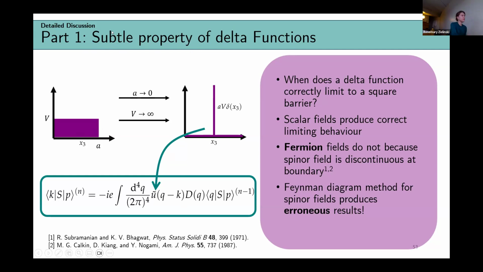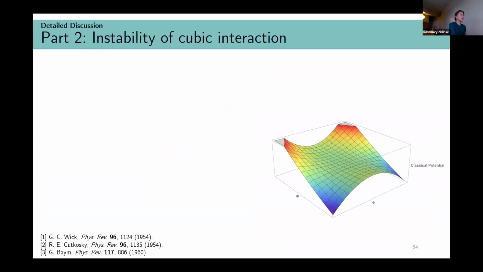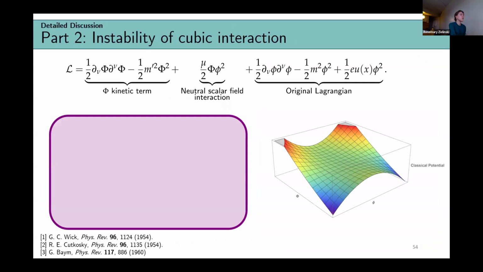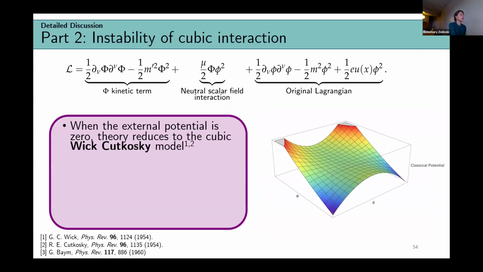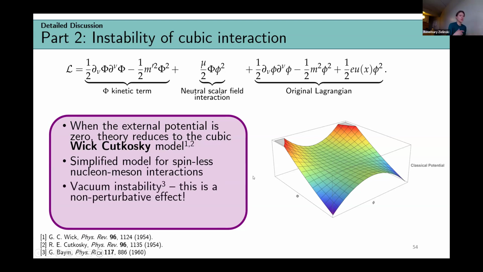And then in part 2, some of you might have noticed that we've introduced a cubic interaction. So we find that when the external potential is 0, this theory reduces to the cubic Wick-Cutkosky model. Now, this model has sometimes been used as a simplified model for spinless nucleon-meson interactions, but it's famously unstable, so it doesn't have a ground state.